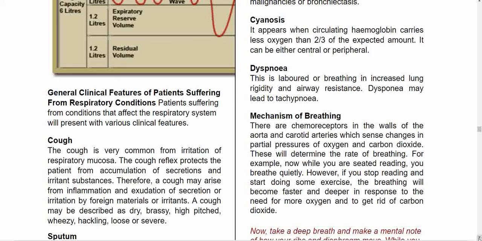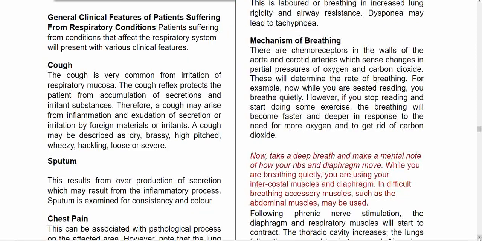Does it grab you or maybe brush over your mucus? Is it high-pitched? Does it produce a very high tone? Is it somehow wheezy, obstructed with a wheezing sound, and so on and so forth? Another feature is sputum. This results from overproduction of secretion, which may result from inflammatory processes. Sputum is examined for consistency and color.